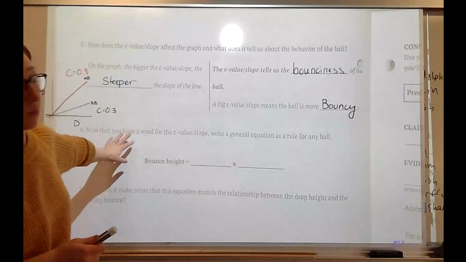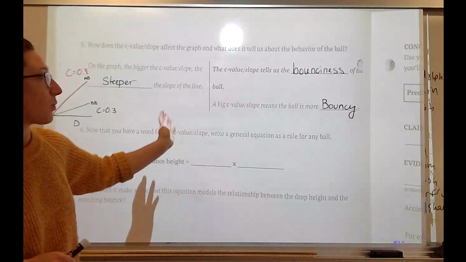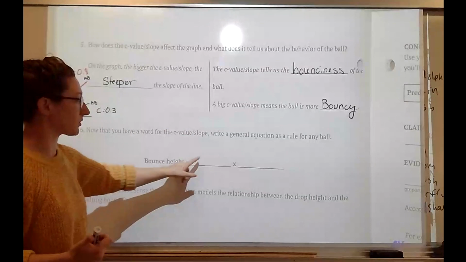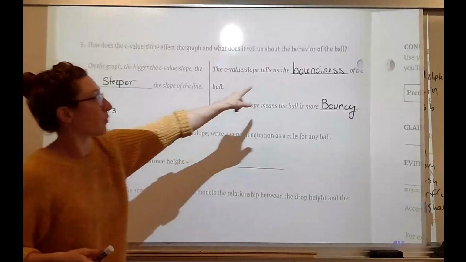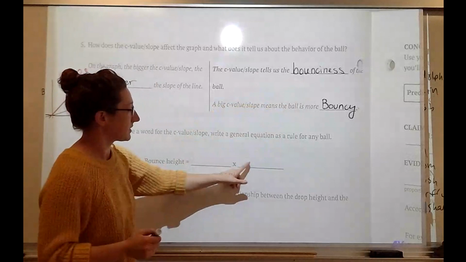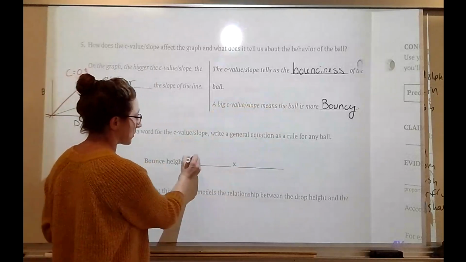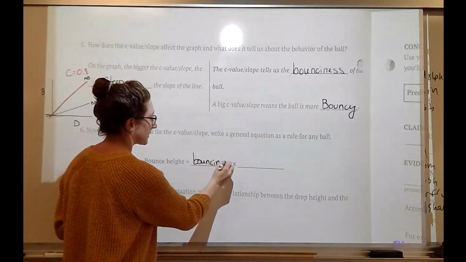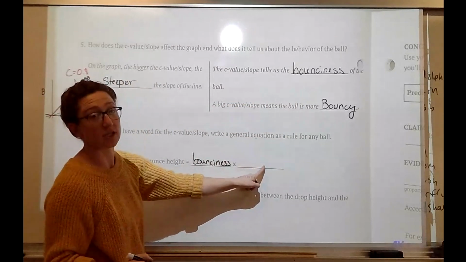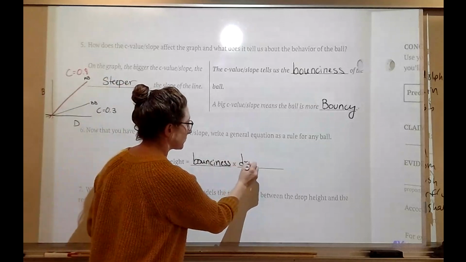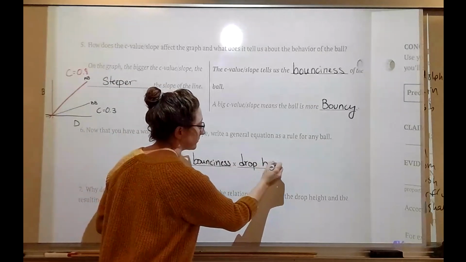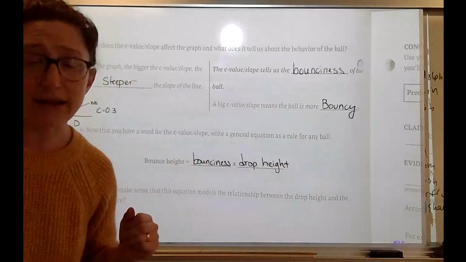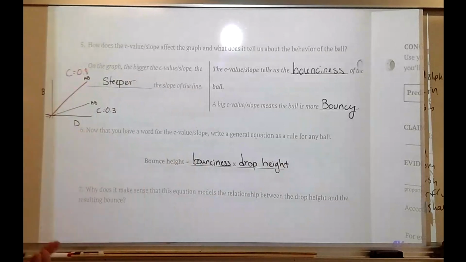So now that we have a word for the C value or the slope, we can write a general equation, the rule for any ball. The bounce height is equal to, instead of C, we're going to write out the word that we came up with, bounciness, times, and this one was drop height. I don't want to write out the next one. You can write it out in your notebook.